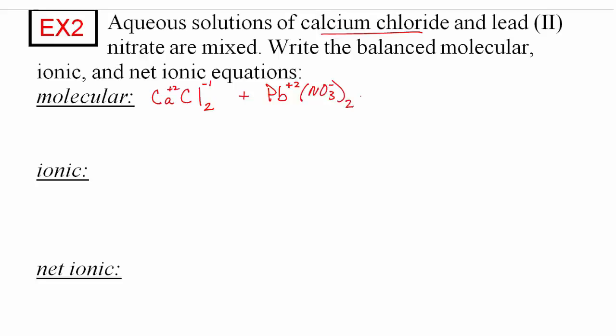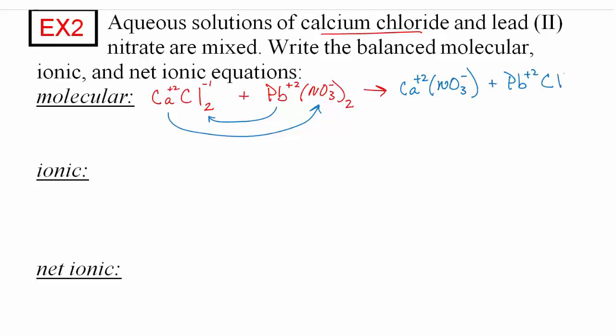I have a 2 down there. Okay, so our game plan here is to combine this cation with that anion and this cation with that anion and see if we can get a precipitate. That's going to look like calcium ion with the nitrate anion and the lead ion with the chloride anion.